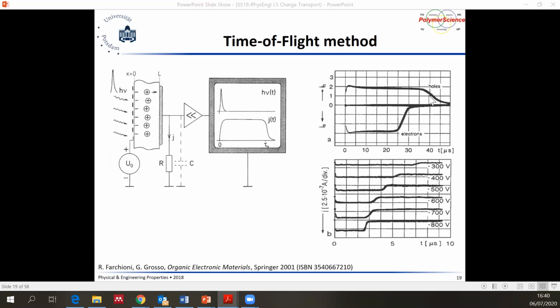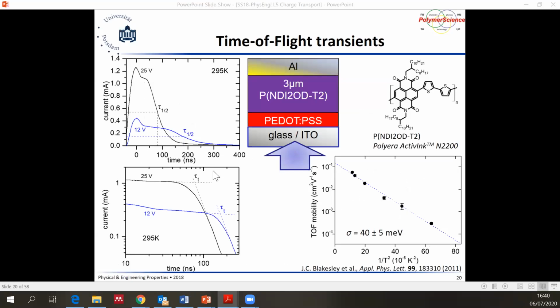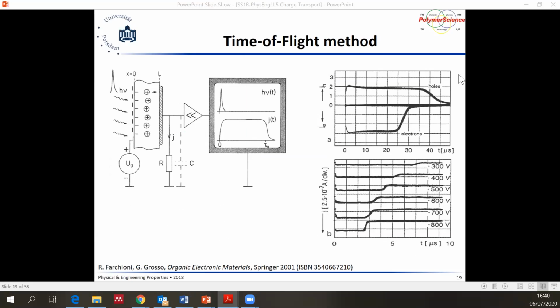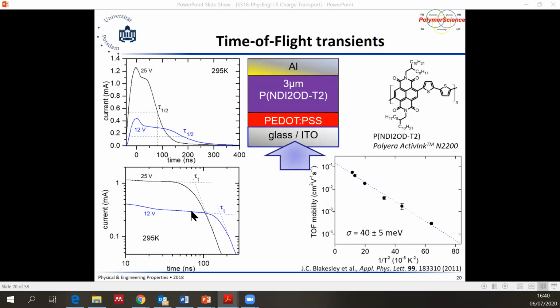To calculate the transit time, look at this graph over here. It is the intersection of the tail, where the current is going down, with the plateau area. The intersection of that gives us the transit time.